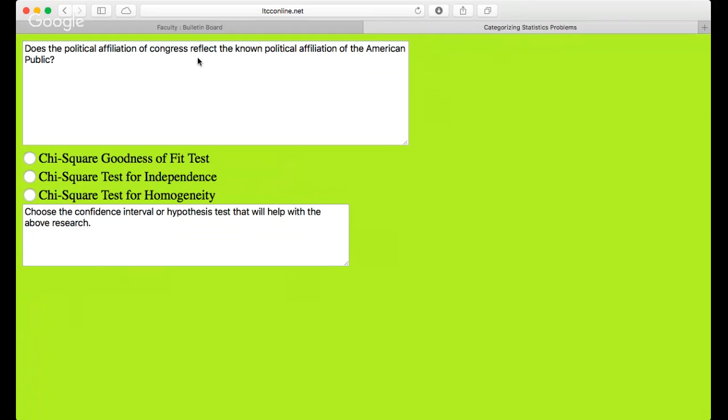Does the political affiliation of Congress reflect the known political affiliation of the American public? Okay, here's the key. Remember, this is our claim. We assume this claim to be true, but we're trying to counter it by taking a sample, the political affiliation of Congress, to see if it matches up. So I would say that's goodness of fit.